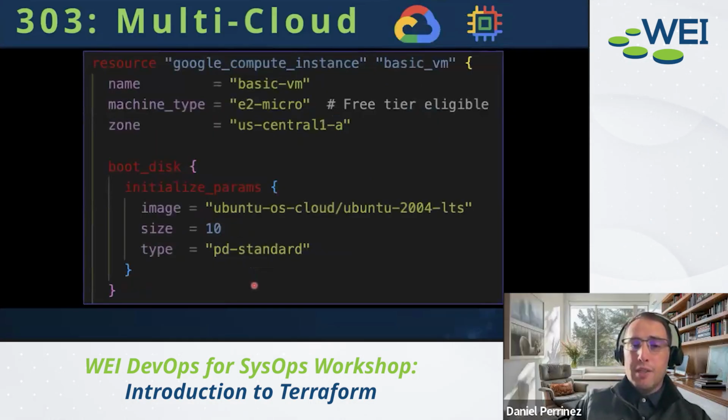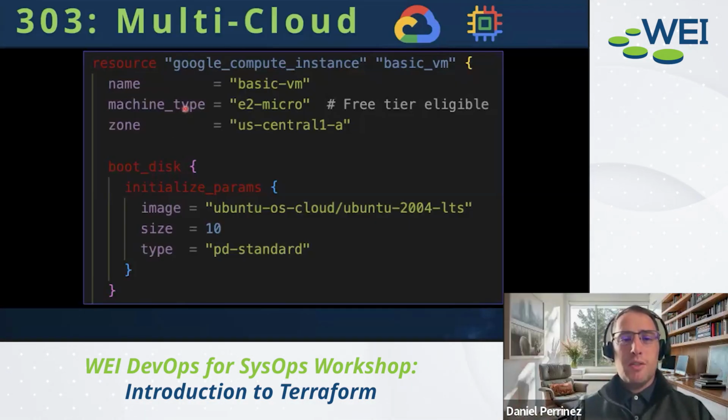And for GCP, it's pretty much like that as well, right? So you have another block, you have a boot disk with initialized params. You're specifying your image, size, type. And in all of these, you're going to specify what your zone is, because they have data centers on the East Coast, West Coast, in other countries as well. They all have different machine types, compute types. But it's all pretty much the same.